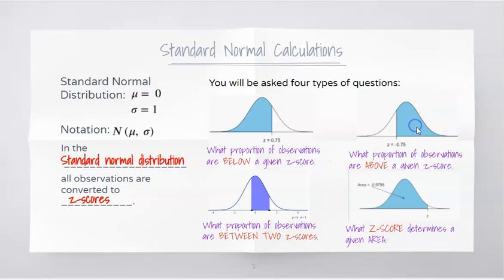Now notice that the empirical rule is not going to work here because the z-scores can be any value. They don't have to be 1, 2, or 3. They could be any decimal value. So we have to have another tool, and you do have another tool in your calculators.